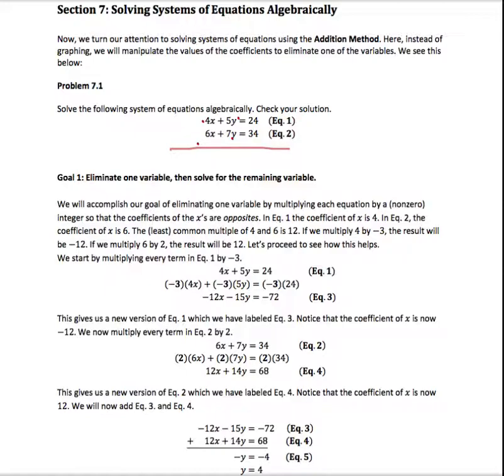We try to choose the variable that can be matched easier. So in this case, 4 and 6, their least common multiple is 12, so it is easier. If you would like to match the coefficients of y, you would need to deal with larger numbers. So we choose to match the coefficients of x. Their least common multiple is 12. It is the smallest number that we can match the coefficients.